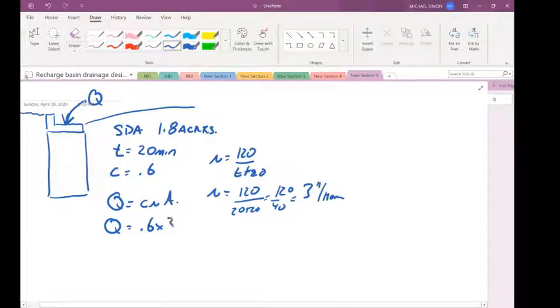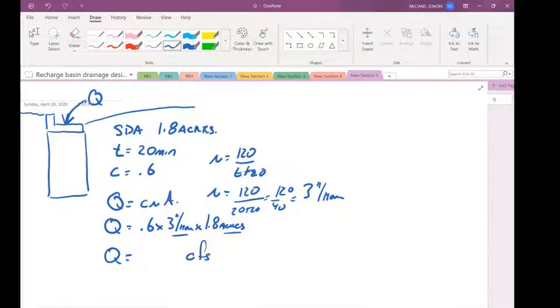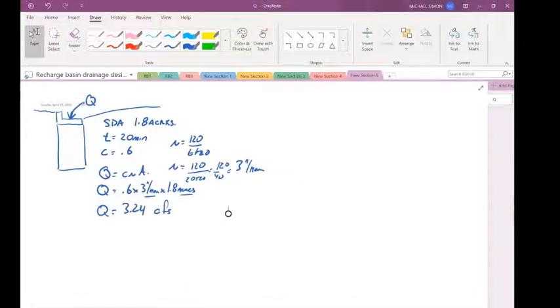So 0.6 times 3 inches per hour times 1.8 acres. And if we keep units of inches per hour and acres, we get units of cubic feet per second, or CFS, in the end. So 0.6 times 3 times 1.8, that's 3.24 CFS. So now we're going to design a pipe that can handle 3.24 cubic feet per second.